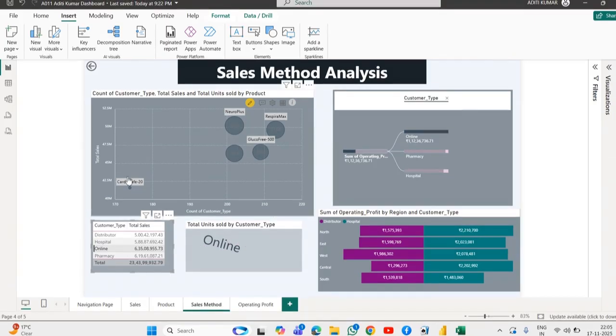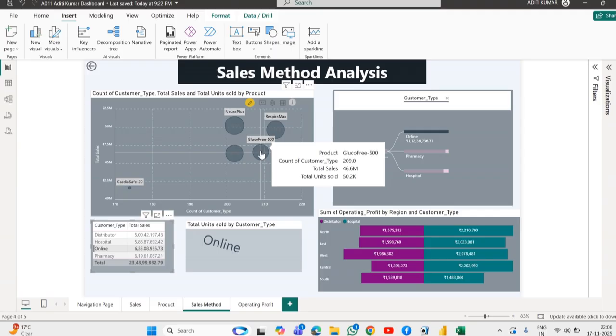online segment. So the number of units sold, so from this particular bubble chart, I can see that the sales for the product NeuroPlus are around 50.2 million, and the total units sold is around 53.4k. Coming to the next segment is the Respira Max, which has a total count of customer type of around 213, having total sales of 49.6 million, and the total units sold are 52.3k.